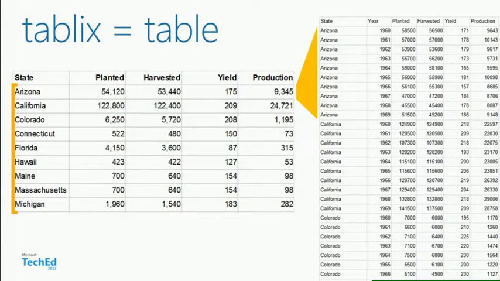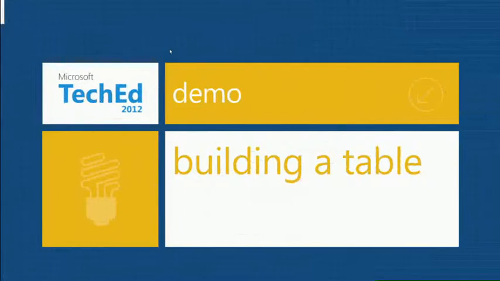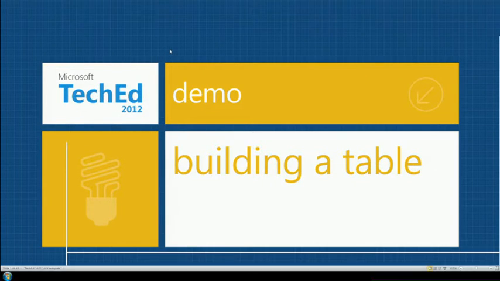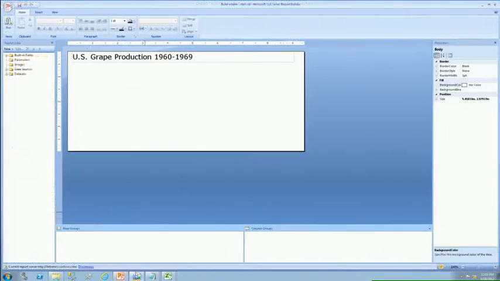So you could have multiple rows for Arizona, for example, in the data set, but then the table is doing aggregation, and it's grouping the Arizonas together, and it's aggregating these numeric values. So with that, let's just jump into a demo. I'm going to show you how to build a basic table.